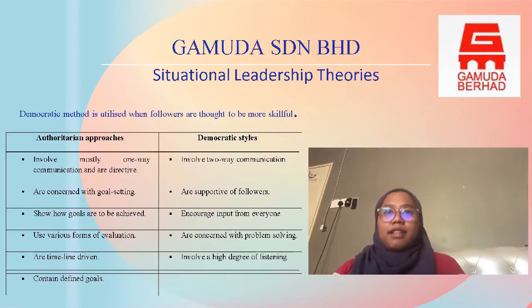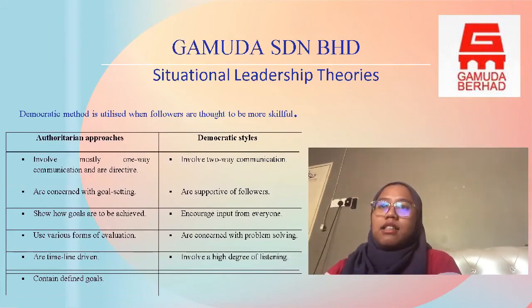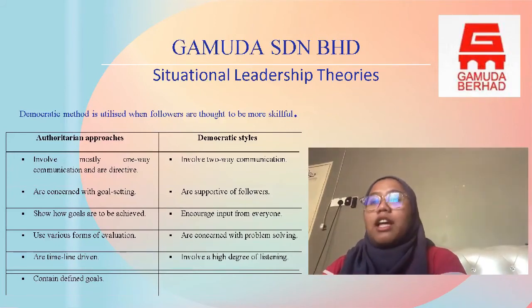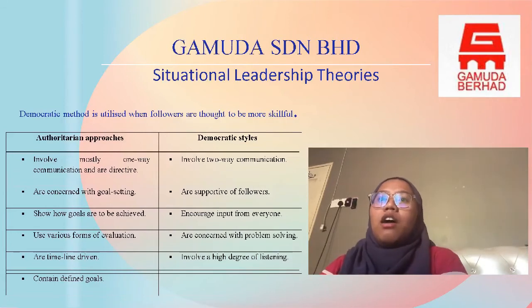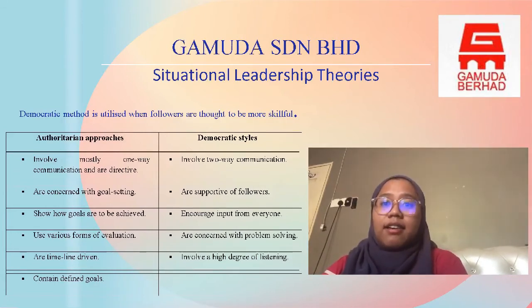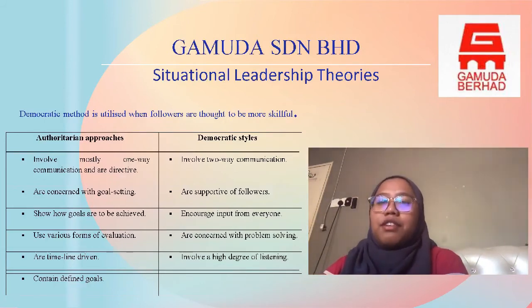We continue with situational leadership about the method. Democratic method is utilized when followers are taught to be more skillful. So there are two methods, which are authoritarian approach and democratic style. Authoritarian approach involves mostly one-way communication and it's directive. They are concerned with goal setting, and they show how goals are to be achieved, use various forms of evaluation, and timeline driven, and the last is content defined goals.